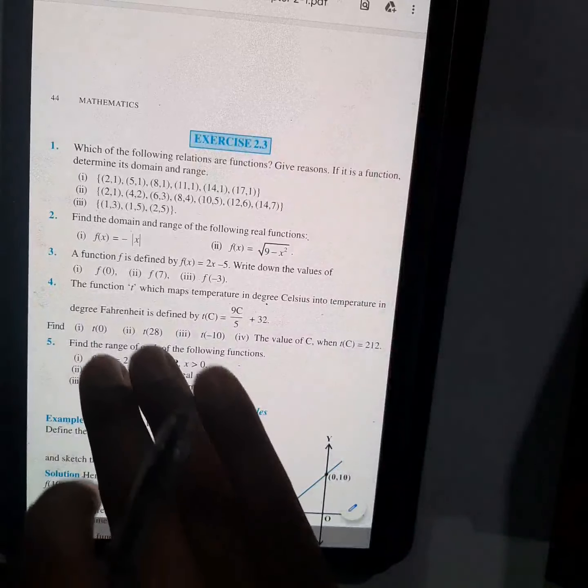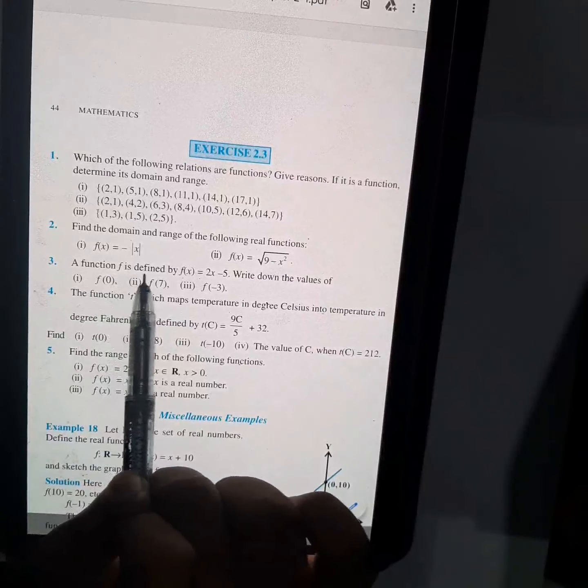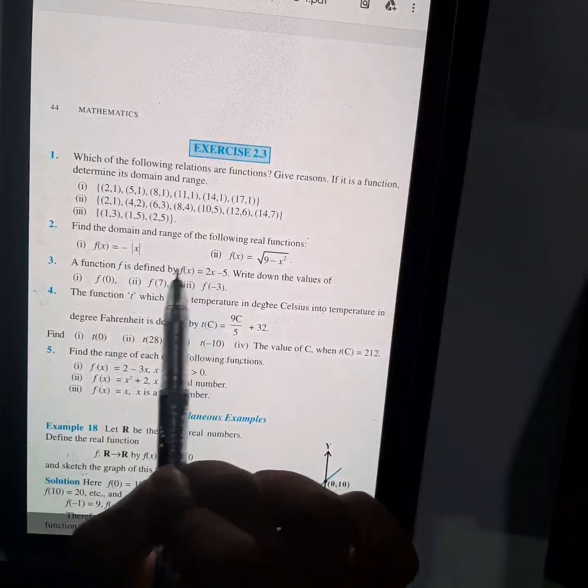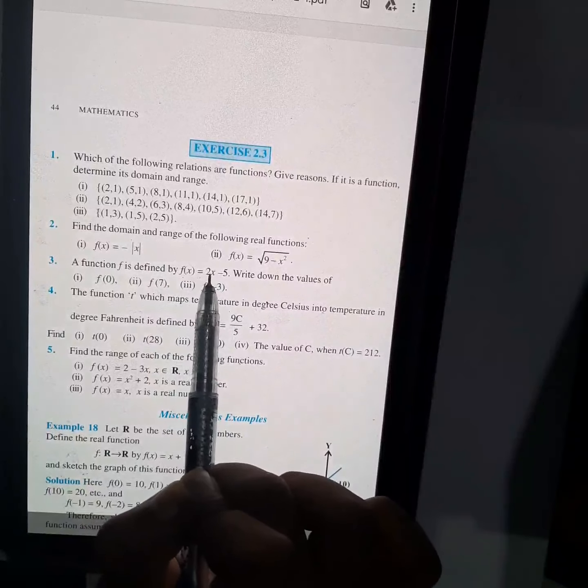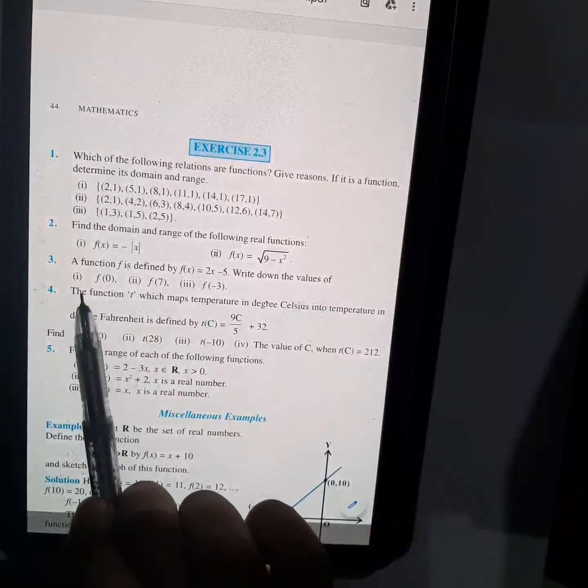Okay, so student, next is question number 3, which is very simple. You have done this in lower class also. A function f is defined by this. So this is the function. It's like y equal to 2x minus 5, right? Write down the value of f(0).